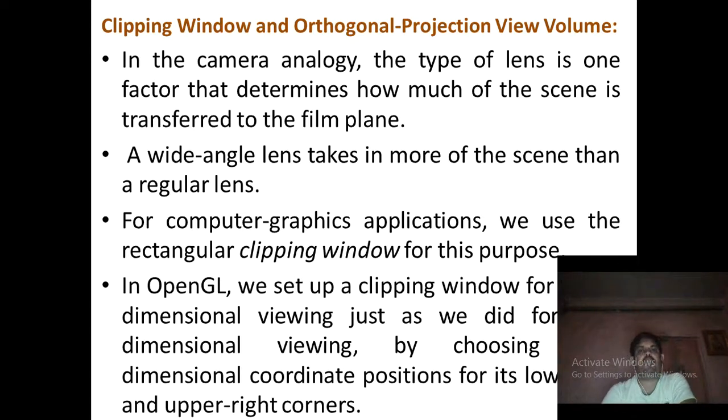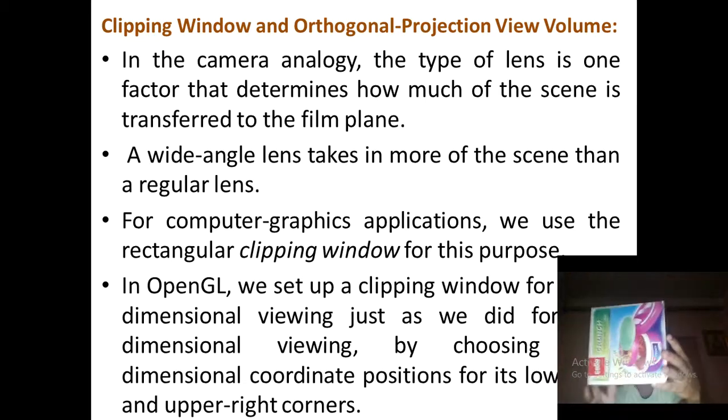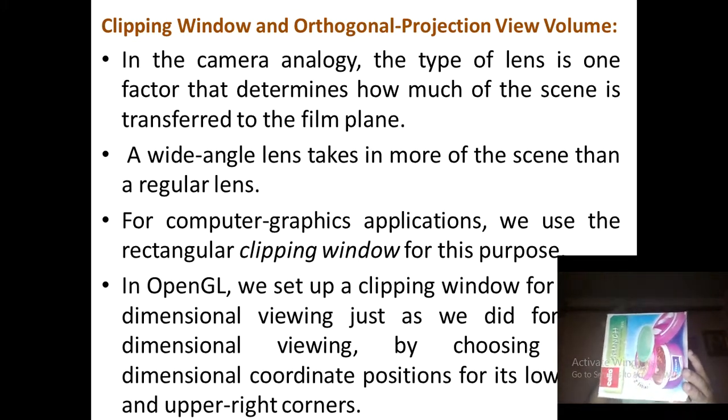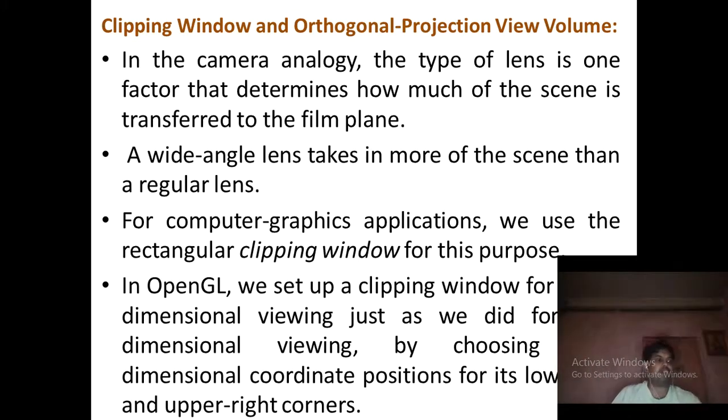Then clipping window and orthogonal projection view volume. Now I have taken my object, orthogonal projection I have taken, I have displayed it on my projection plane, it is available on my film. Then what happens, whatever orthogonal projection you have taken on your projection plane, do you want to see the entire image, or are you interested in only part of the image? That we have to decide here. That is the clipping window and orthogonal projection view volume, right.